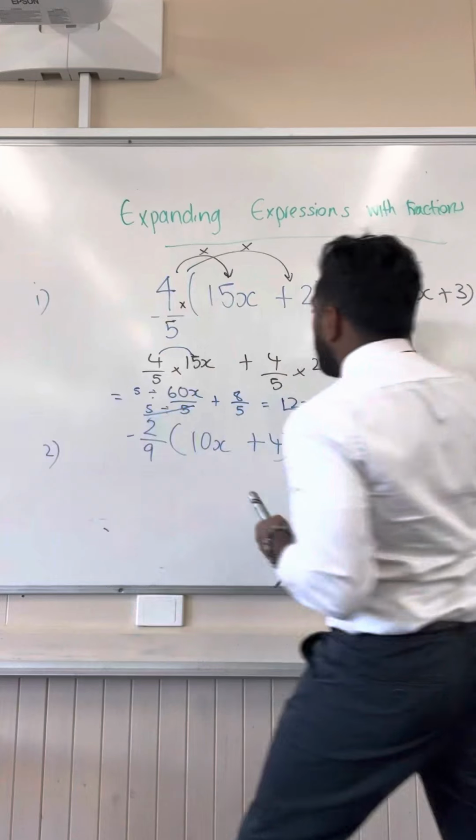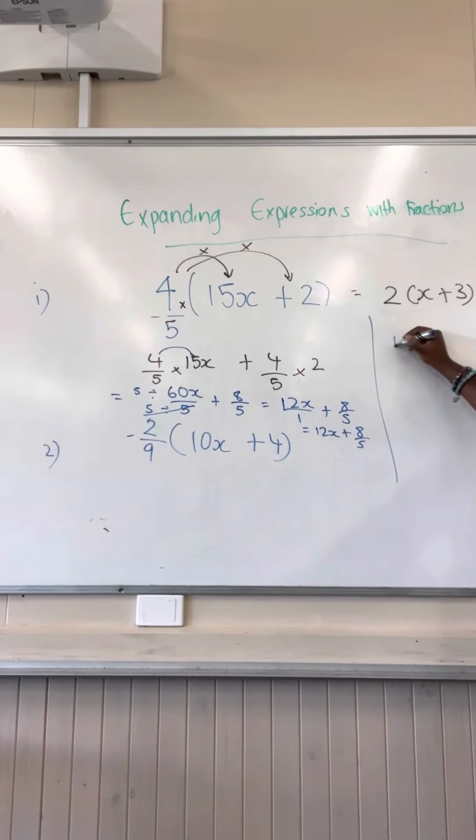Now, the other way to do this question is 4 over 5 times 15x plus 4 over 5 times by 2. Now, if you're so good at your fractions and you remember this part about fractions, you can cancel top and bottom. Who remembers this? Put your hands up. That's how you do it quickly.